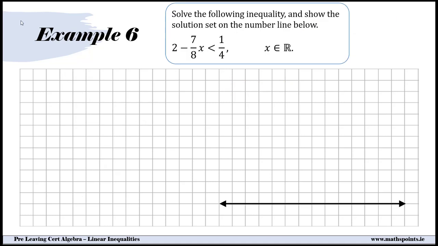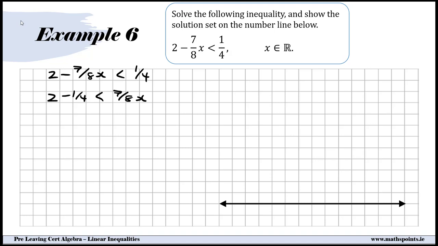Question 6 adds to the difficulty just by adding in some fractions into the question. So we have an inequality: 2 minus 7/8 x is less than 1/4. Again, I'd like to collect the x's on the side where they'll be positive. So I'm going to collect the x's on the right hand side and the numbers on the left hand side. So 2 is already on the left hand side, and to get rid of the quarter from the right hand side, I'm going to subtract a quarter from both sides. On the right hand side then, I want the x's, and so I need to remove the minus 7/8 x from the left hand side, which means adding 7/8 x to the right hand side.